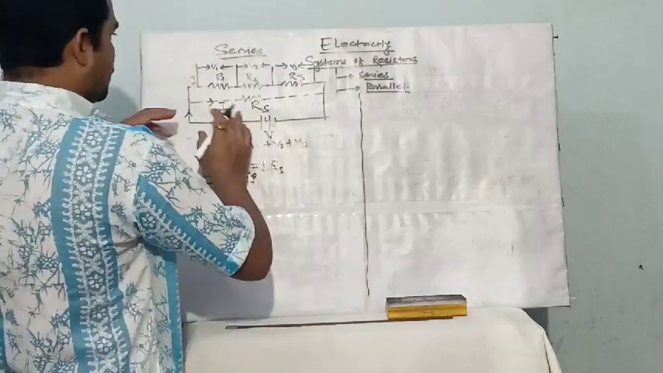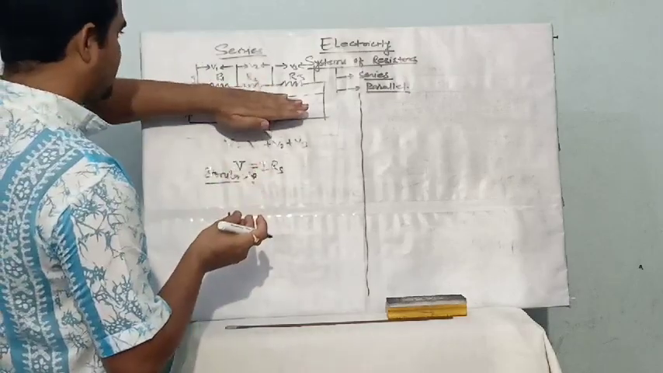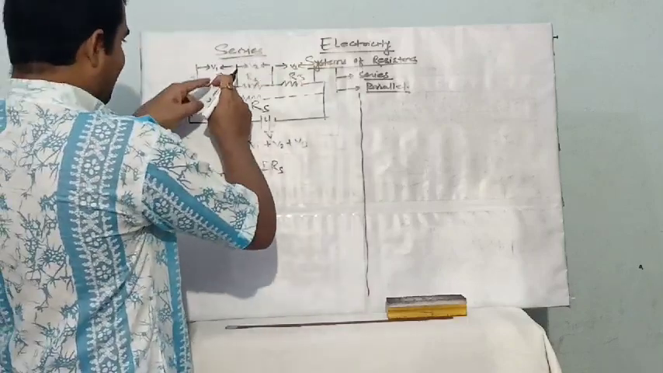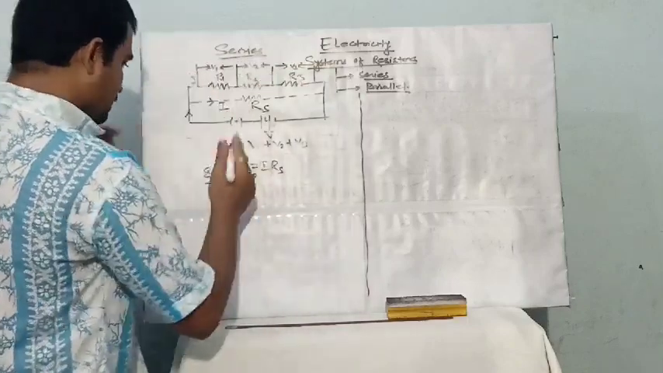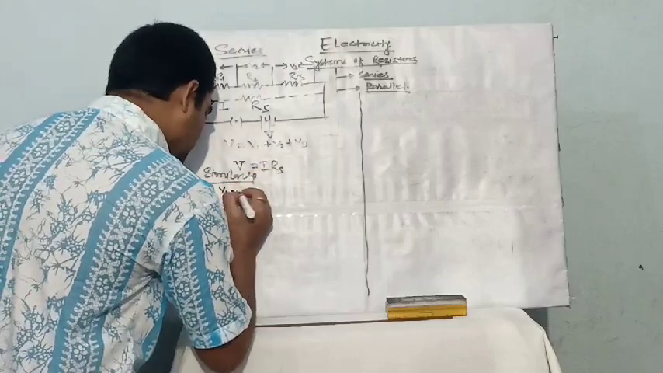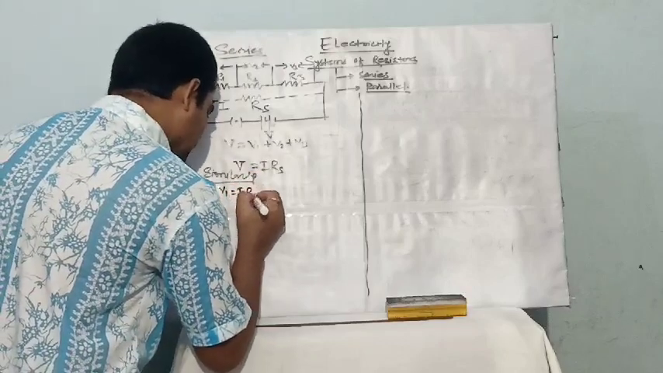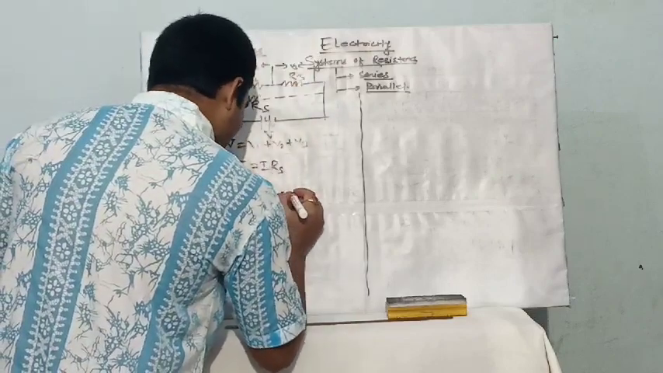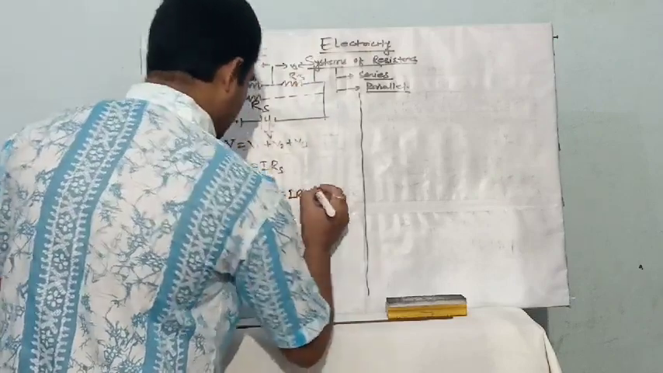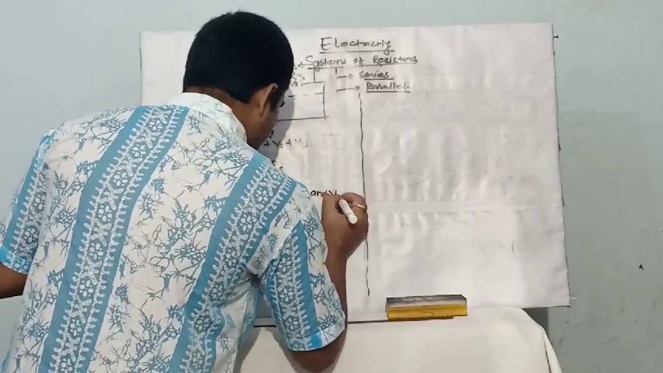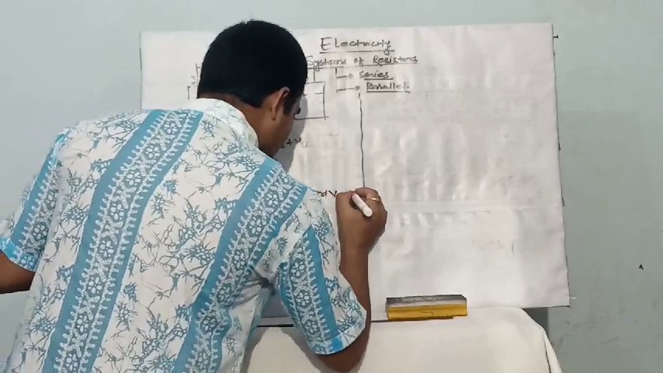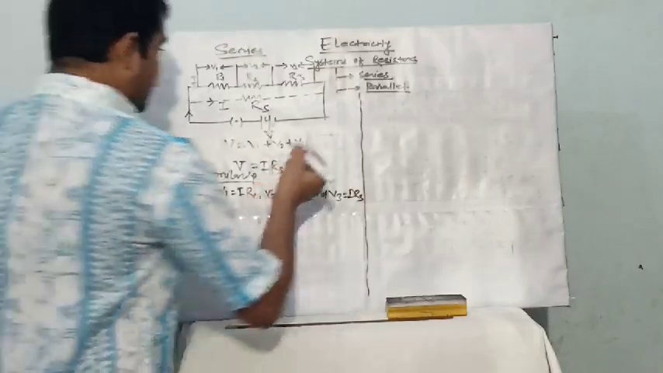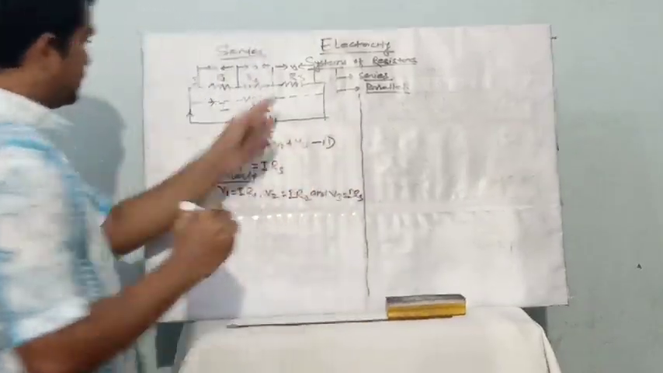Similarly, we are now talking about this resistor. Here we have R1, V1 and I. V1 will be equal to I R1 because the current is the same for all. Similarly, V2 will be I R2 and V3 will be I R3. Suppose that this is equation 1.